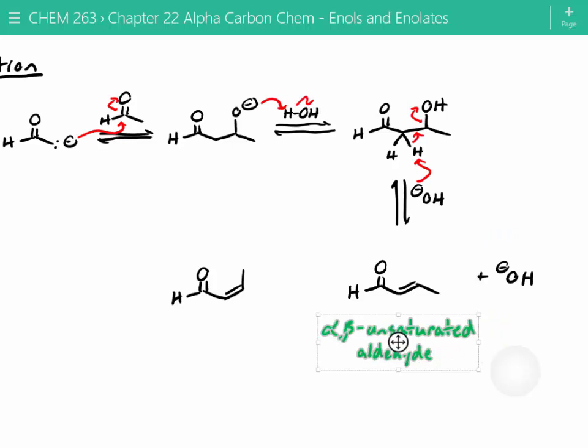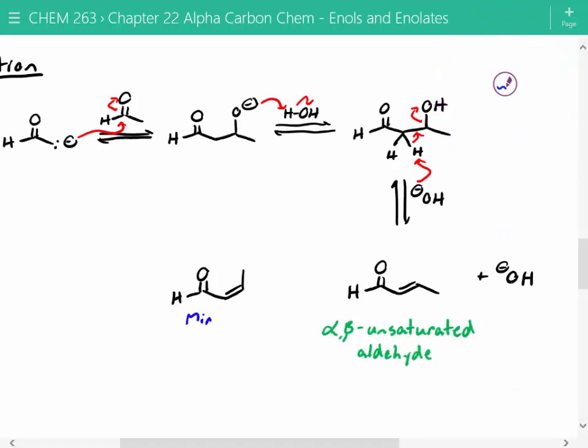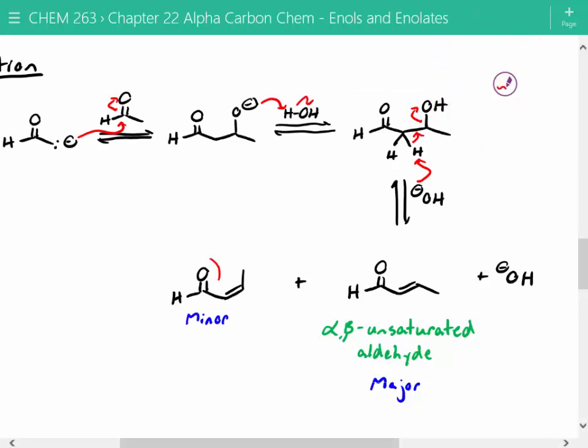Sterics, right? So if we look at this one, we would say that this is minor, and this one is major. And primarily, this is due to sterics, right? If we look at our cis product, we run into this steric clash between the methyl group on our alkene and the oxygen. So in this case, the major product that we'll get is our alpha beta unsaturated aldehyde.